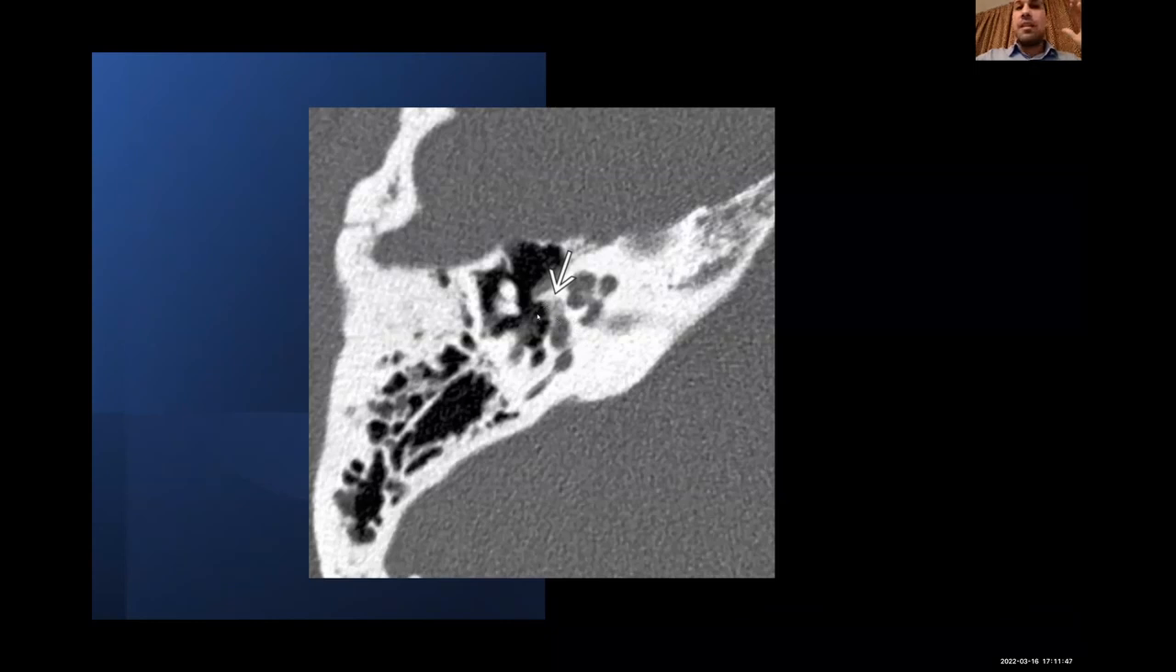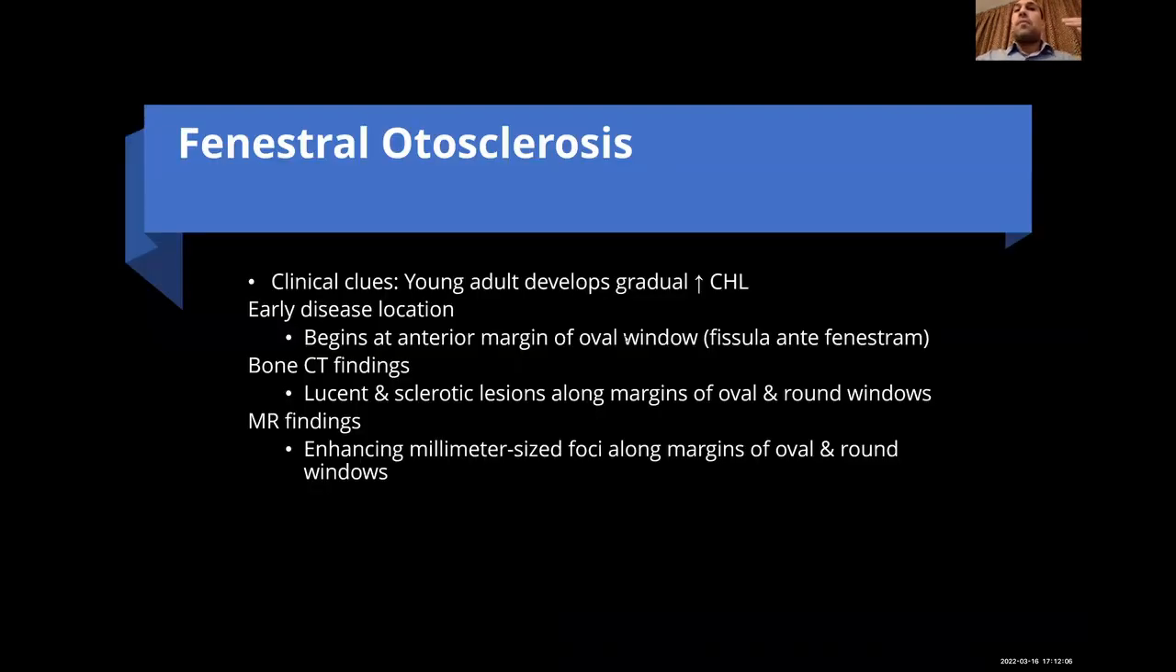Check, this is a photo of the stapes. This is the oval window. So this bone is lucent compared to this bone. The degree of ossification has decreased. Then with time, it will develop some calcifications in that region. This is otosclerosis. The clue: a young adult develops gradual chronic conductive hearing loss. Early disease begins at the anterior margin of the oval window. This is called fissula ante fenestram. The other type is very rare, fissula post fenestram.